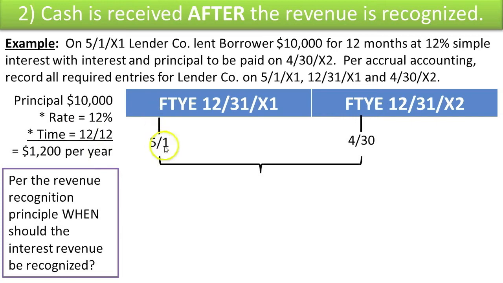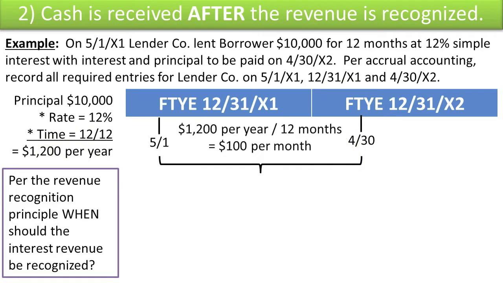The problem is that year straddles two accounting periods, assuming this company has a December 31st year end. So how much of this $1,200 should be in X1 and how much should be in X2? That math is also pretty easy. It's $1,200 per year, or 12 months. If you divide that $1,200 per year by 12 months, you get $100 per month.